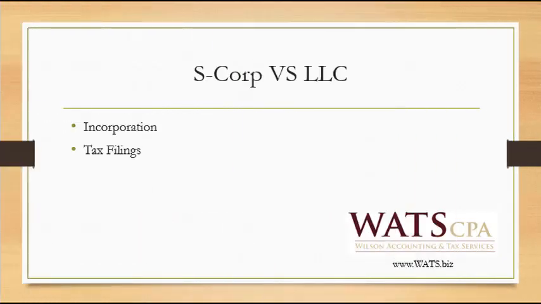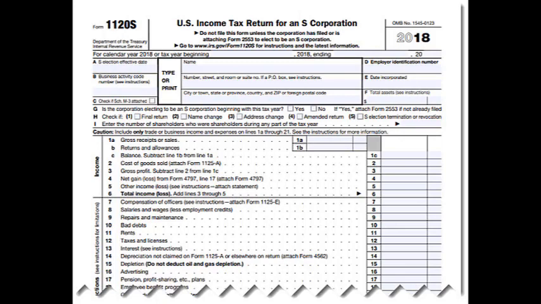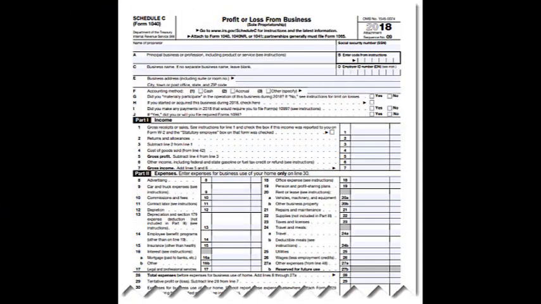Tax filings. An S corporation is responsible for filing what's called an 1120S business tax return that's due March 15th of each year. LLCs, on the other hand, are responsible for filing a Schedule C on their personal tax return, Form 1040, which is due April 15th of every year.